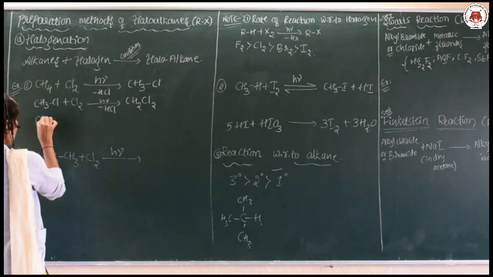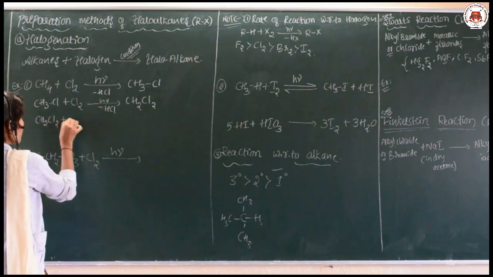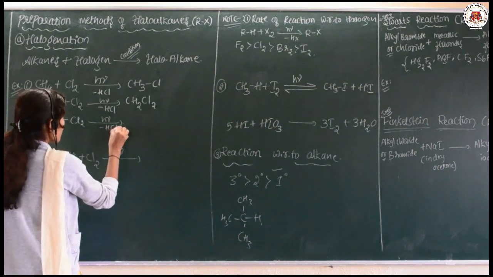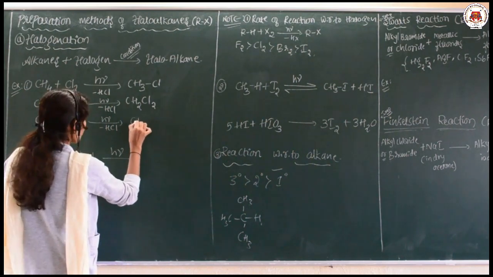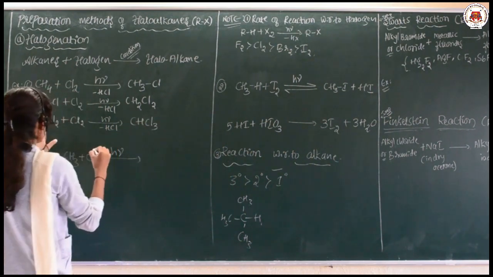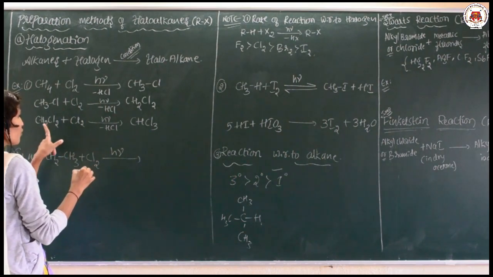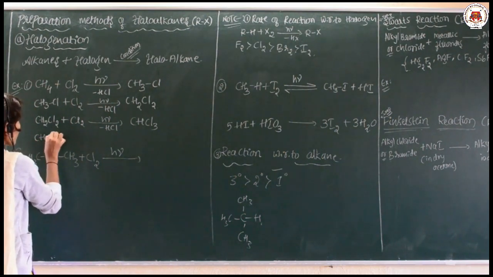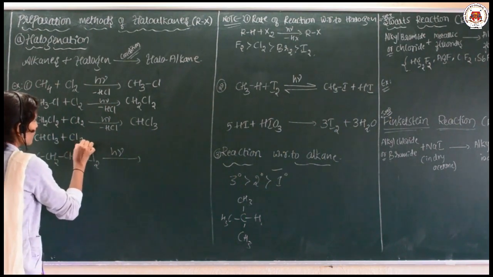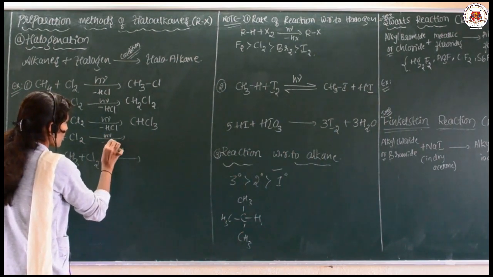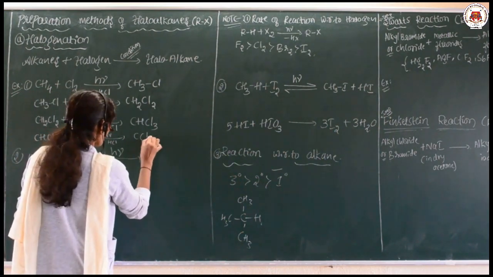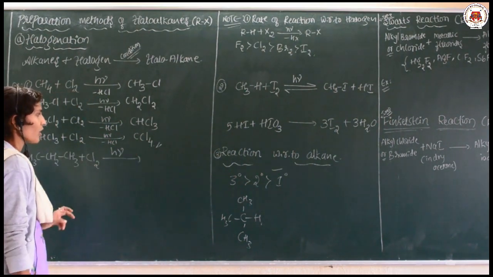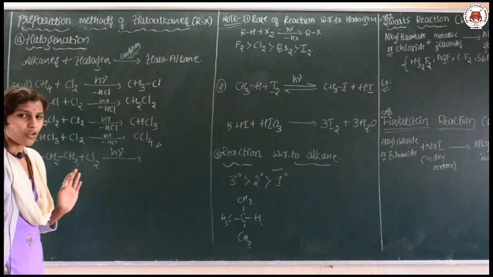Again this CH2Cl2 is reacted with chlorine in presence of sunlight. Again there is a removal of one HCl. So what happens here? CHCl3: one H is removed and one Cl is added, that is minus HCl, giving CHCl3. And finally CHCl3 plus Cl2 in presence of sunlight, minus HCl, you are going to get CCl4, so that all the hydrogen atoms of this group are replaced by chlorine.